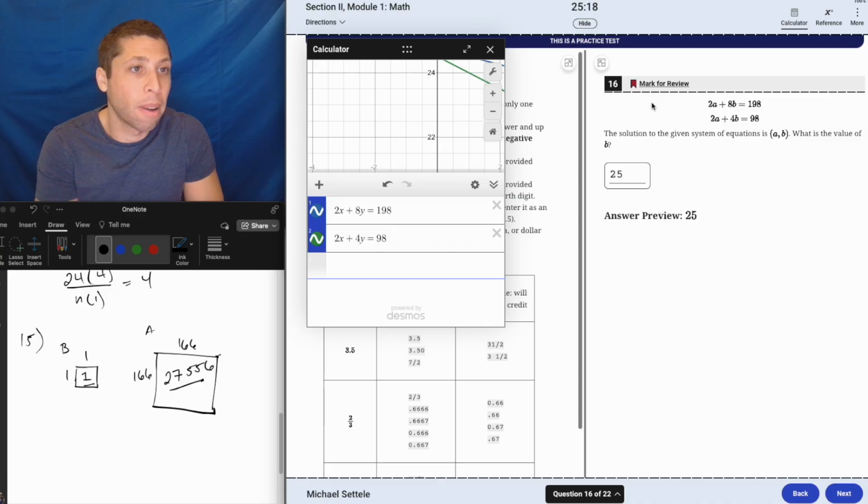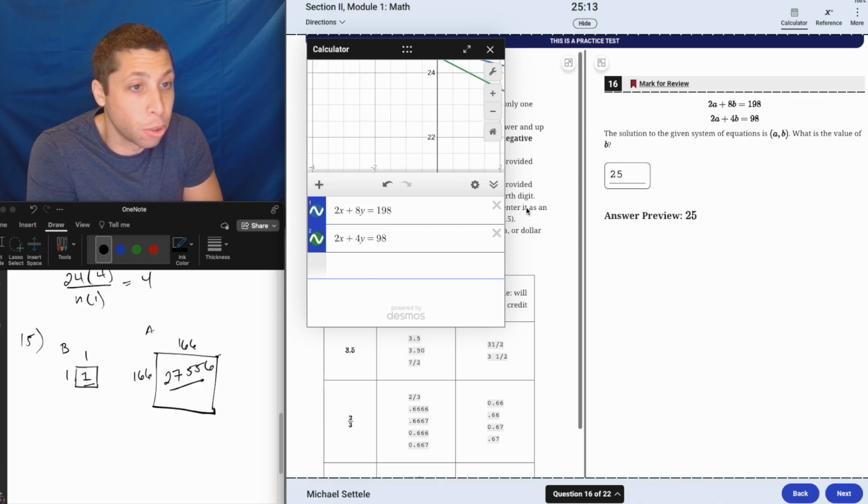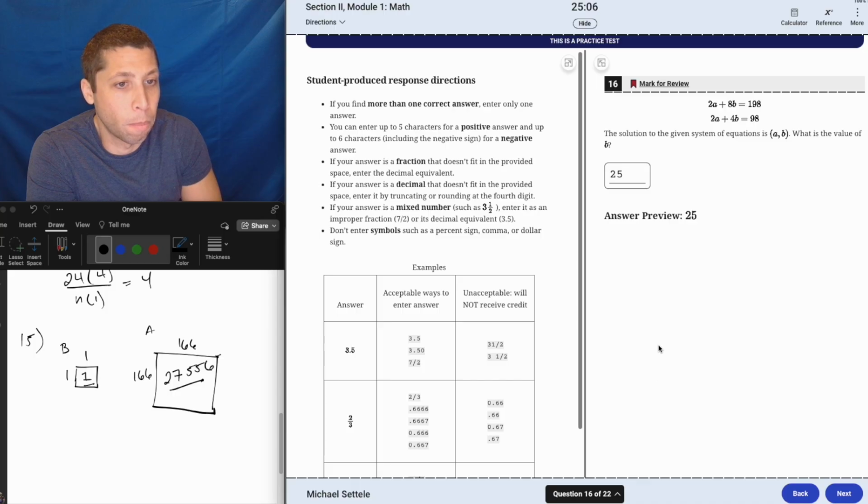And I'll come back to this. I'm going to have so much time, so I'm going to come back to this and solve this algebraically later just for the sake of doing something else. But 2x plus 8y is 198. 2x plus 4y is 98. Same things. Good. Cool.